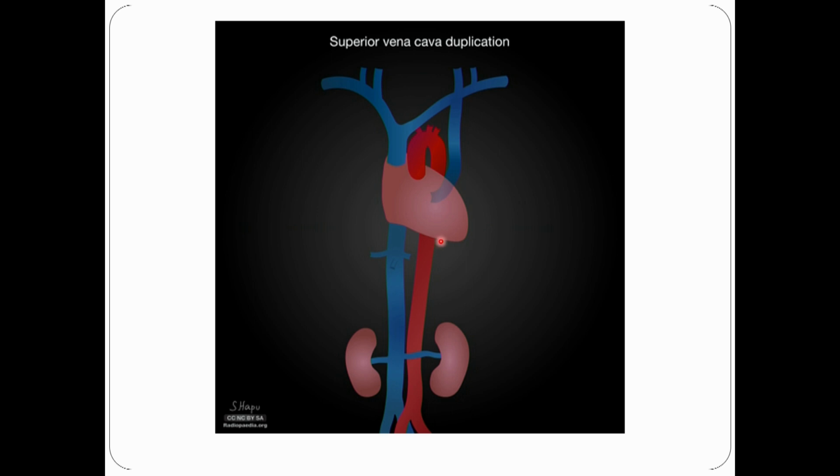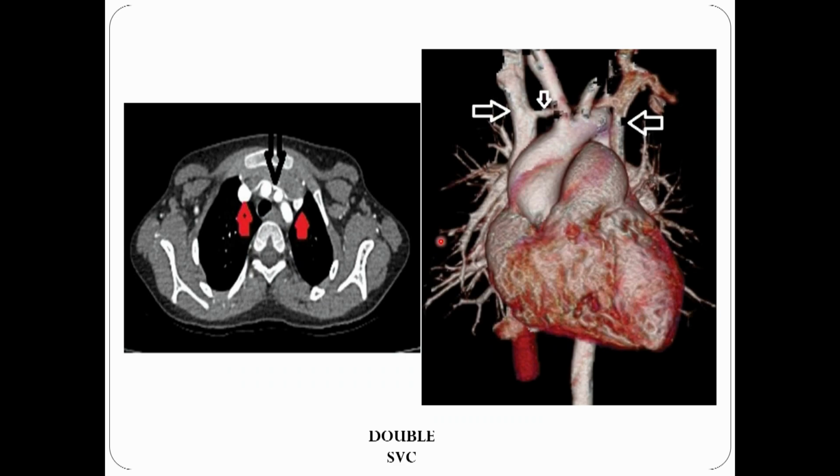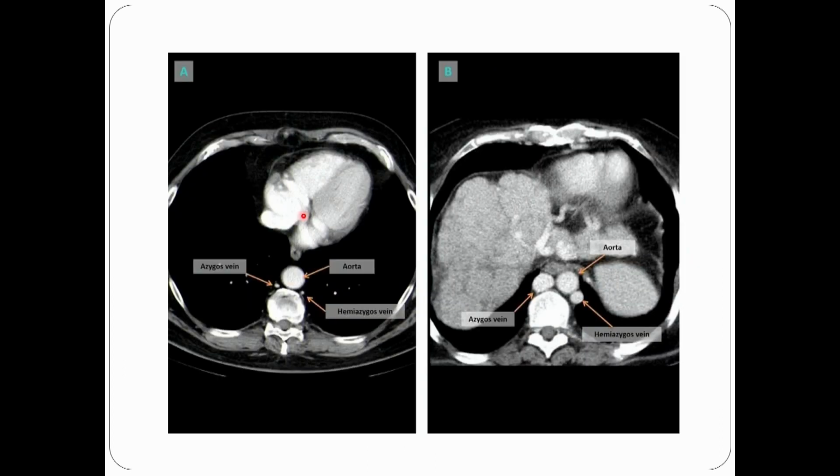Here is the image showing superior vena caval duplication, that is the left superior vena cava is persistent, and we can see both the vena cava on either side of the mediastinum. Now, on right side of the descending aorta lies the azygous vein, and on left side is the hemiazygous vein, which are dilated in this case of cirrhotic patient.